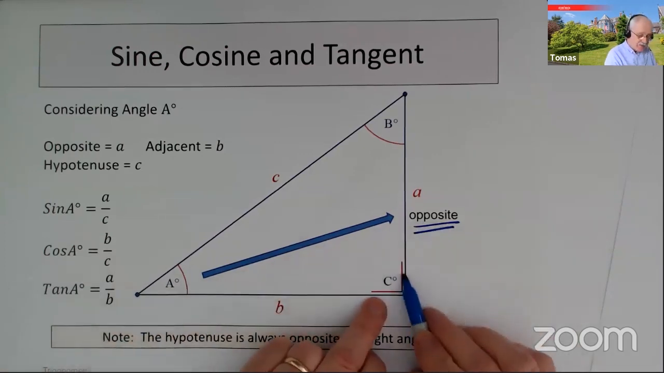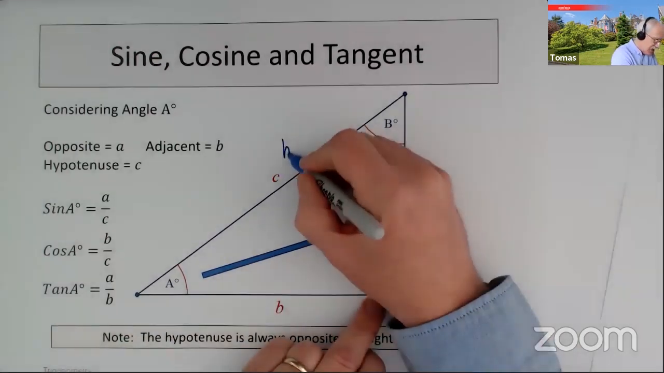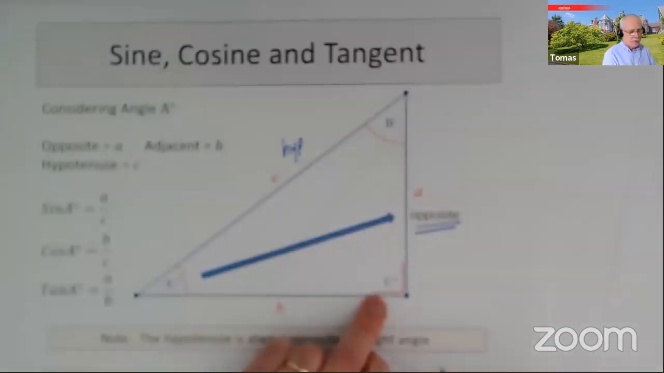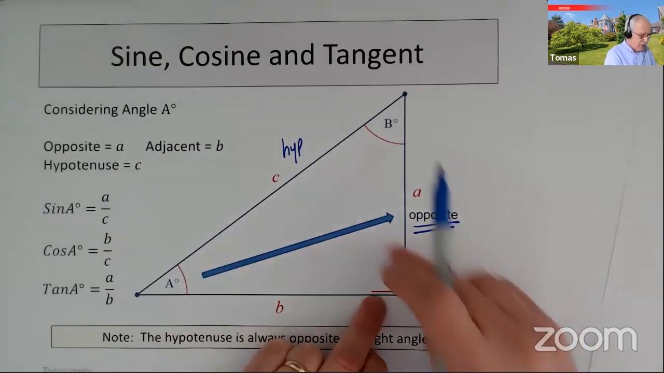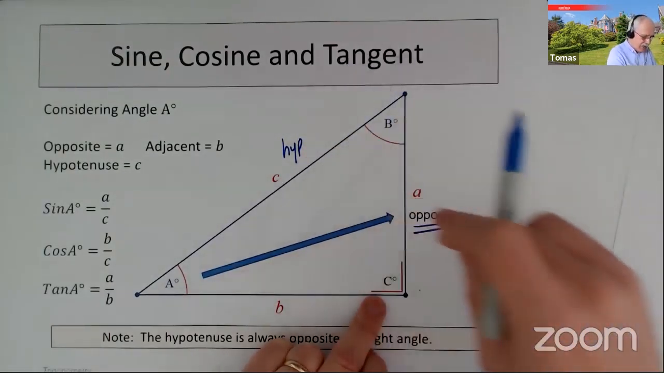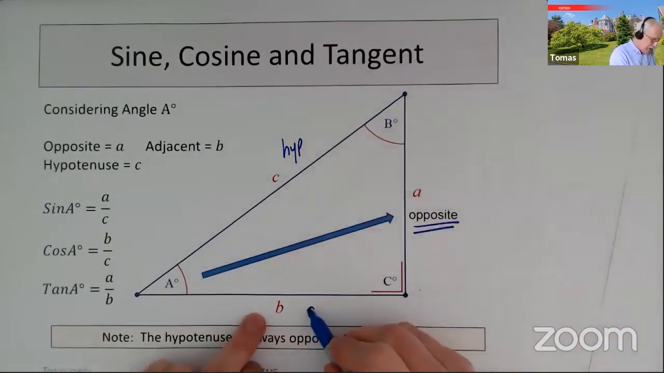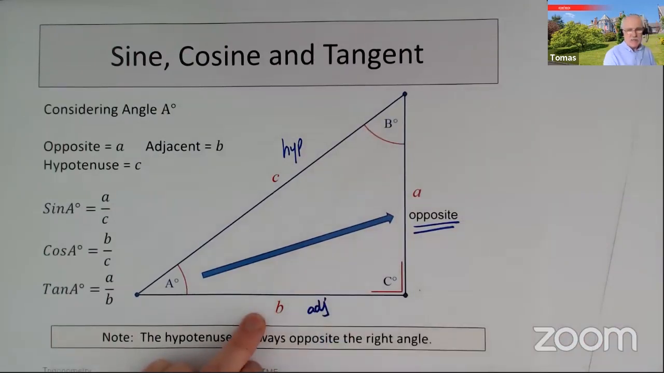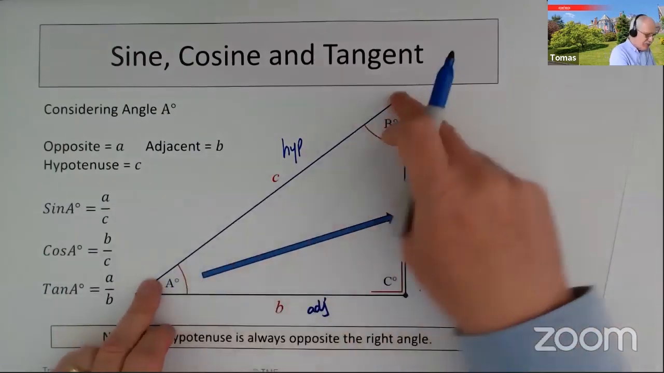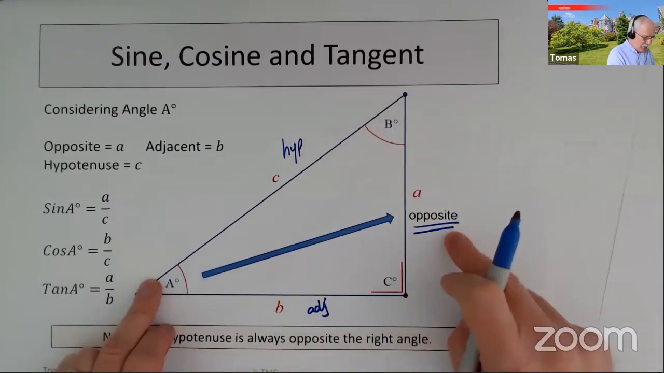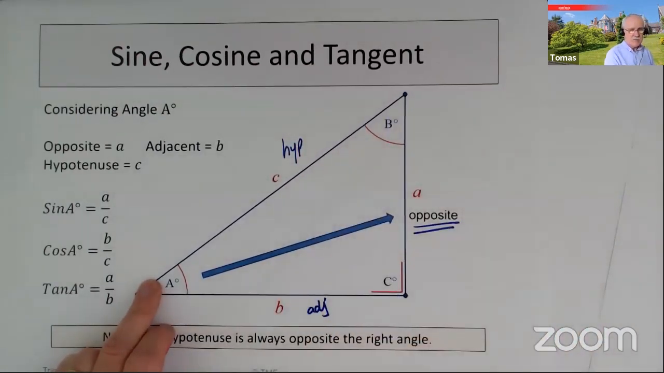So now you've got opposite. You know that this is a 90 degree. If that's a 90 degree, this must be the hypotenuse. That must be the Pythagoras. And if the hypotenuse and the opposite are gone, well, there's only one left, and that must be the adjacent. So now you've named those completely: opposite, hypotenuse, and adjacent.